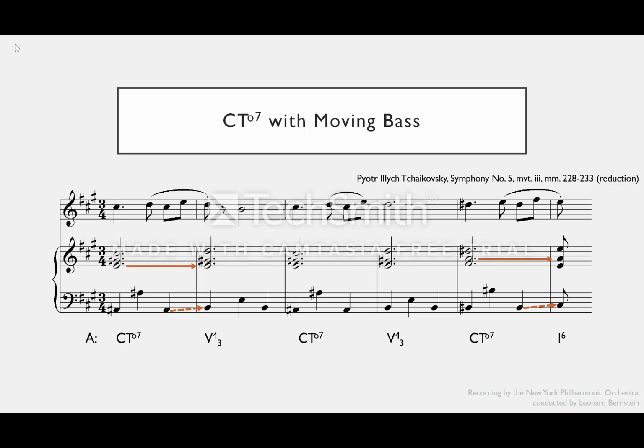Let's listen to the excerpt one more time and see if you can hear out those inner voice common tones. It'll be a little bit more difficult this time as they're buried inside the texture. If you don't catch them the first time, go back a few seconds and give it another shot.